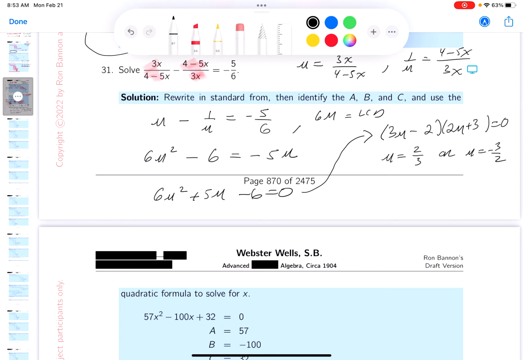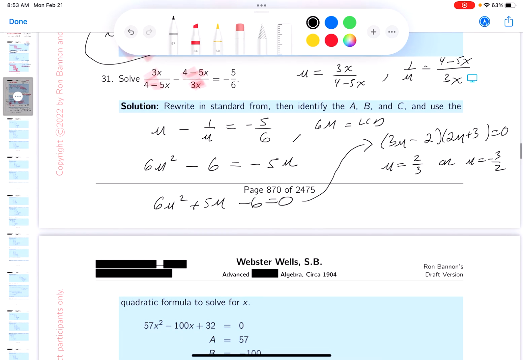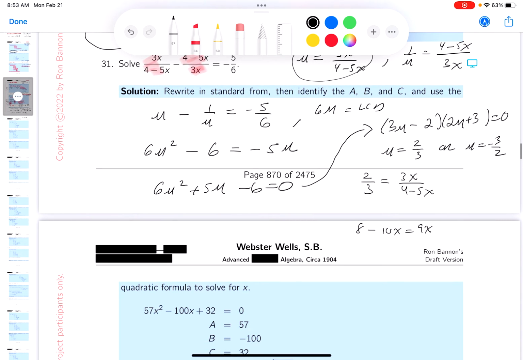Now, someone says, I'm done. You're not done. You didn't want u. You wanted x. And I got it right over here. Let's write this down. So 2/3, we'll check the key later, by the way, is equal to 3x over 4 minus 5x. That's an easy equation to solve. That's going to be 8 minus 10x equals 9x. Let me make sure I did that right. 8 minus 10. Yeah, I did it right. 8 equals 19x, or x equals 8/19.